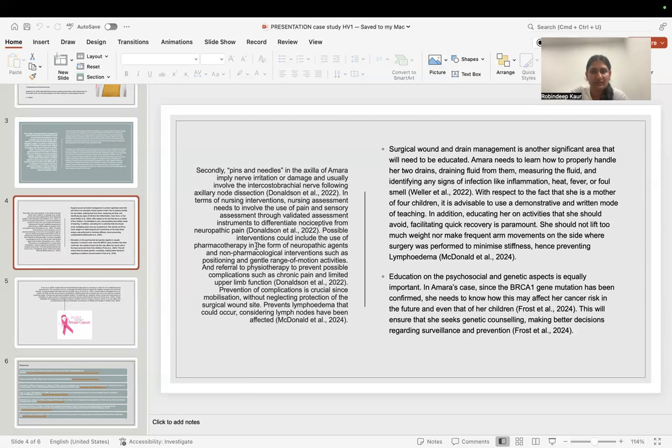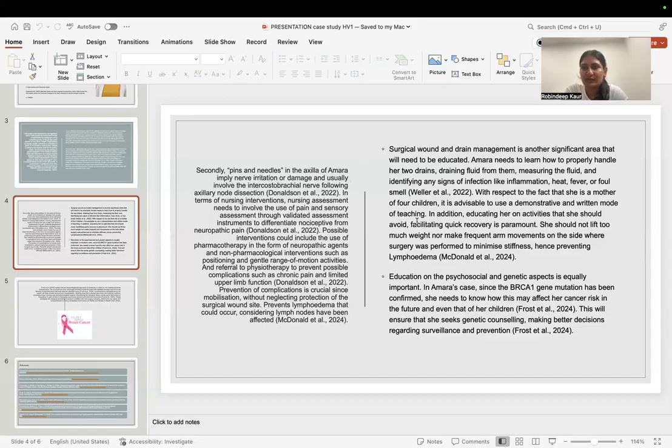Prevention of complications is crucial since mobilization without neglecting protection of the surgical wound site prevents lymphedema that could occur considering lymph nodes have been affected. And then we are going to post-operative education and management, how we are teaching our patient.